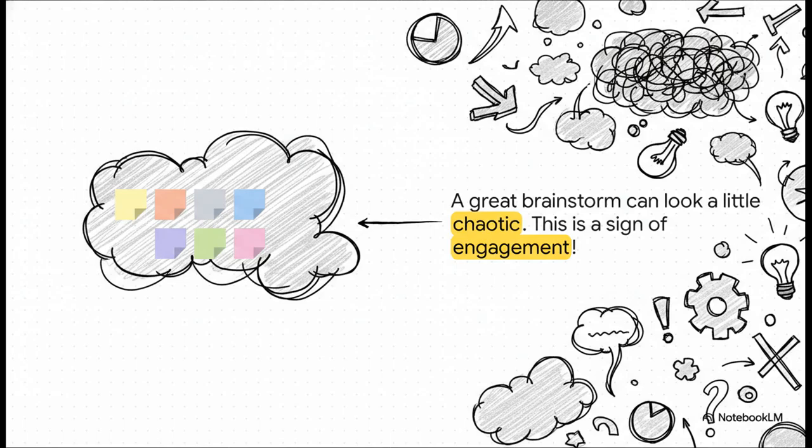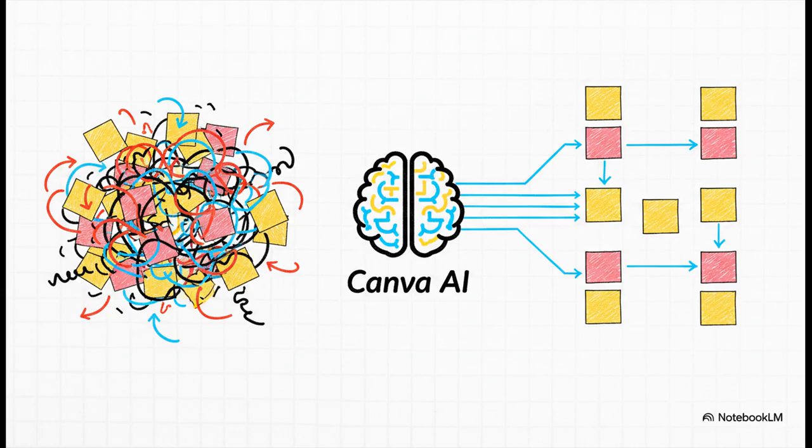Oh yeah, we've all been here, right? You run this fantastic brainstorming session, the ideas are just flying, and the board ends up looking, well, a little chaotic. Kind of like this. It's a sign of amazing engagement, but man, it is a nightmare to try and organize afterward. But this is where Canva really flexes its digital muscles. It has a secret weapon to bring beautiful, wonderful order to that beautiful chaos, and it's all powered by AI.